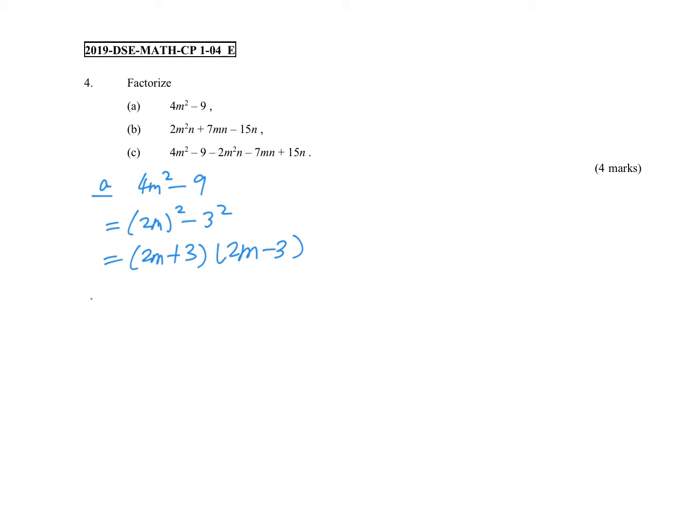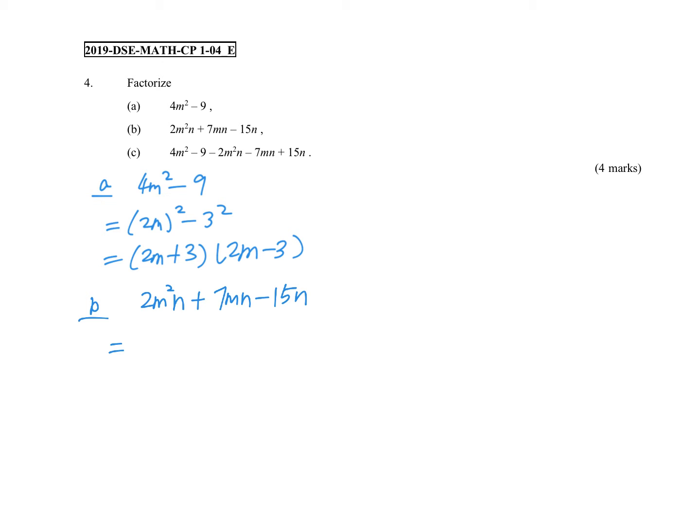So in part B, 2m squared n plus 7mn minus 15n. This expression, of course, consists of three terms. But you need to check, this expression is not quadratic. It's not quadratic. So that's why here we need to do something before we can try the formula or the cross method.